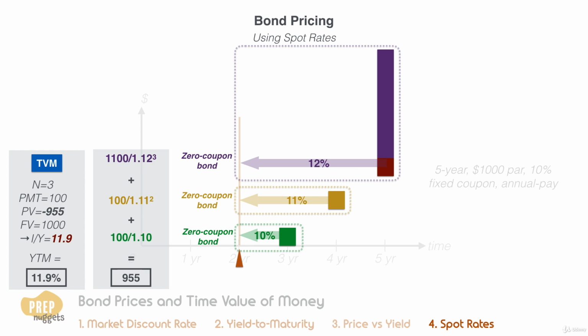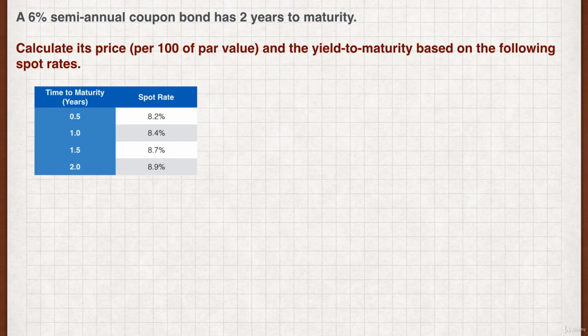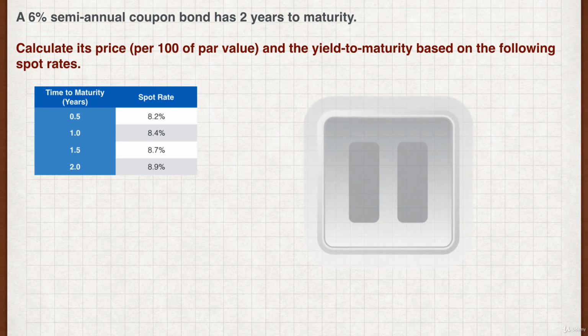Let's conclude this lesson with an exercise. A 6% semi-annual coupon bond has 2 years to maturity. Calculate its price and the yield to maturity based on the following spot rates. Pause the video now to work out your answers.